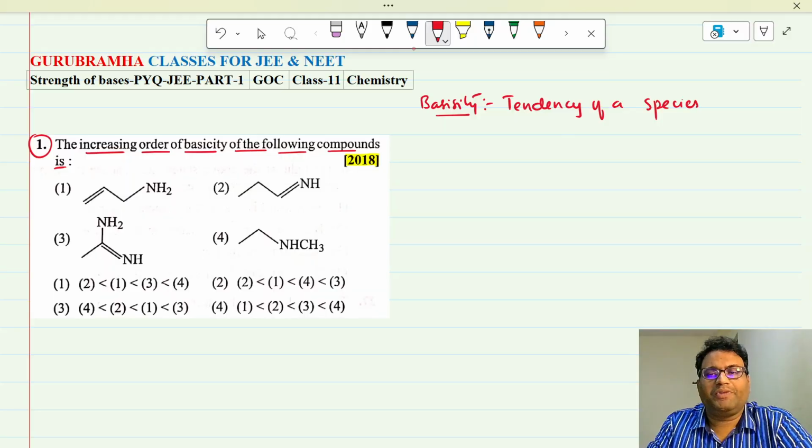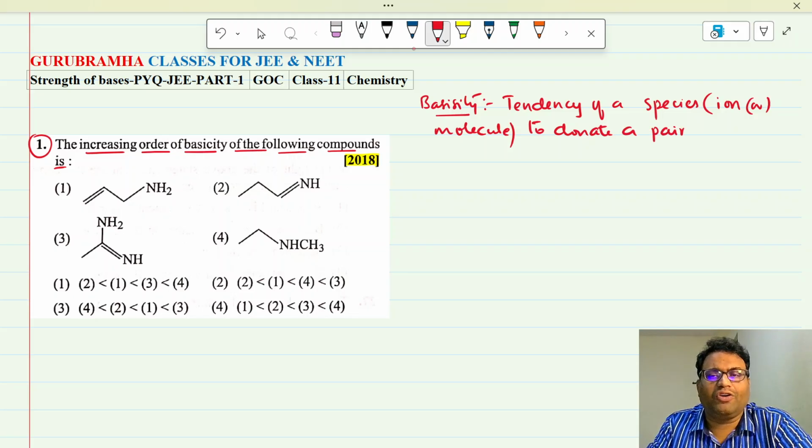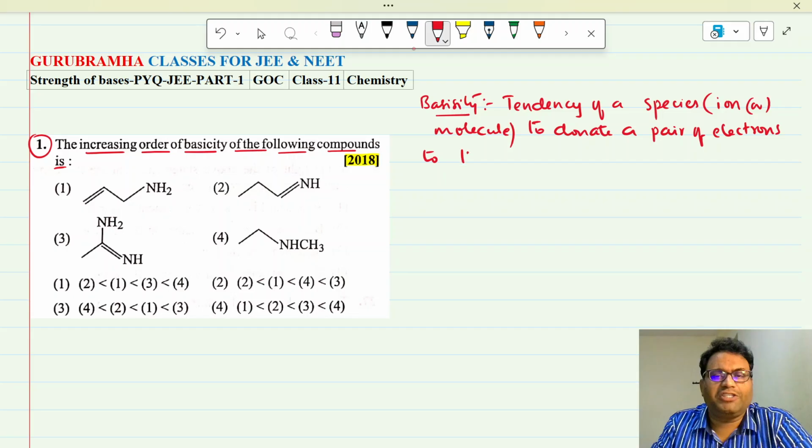species. Species here represents a compound, a molecule, an ion, whatever it is. Okay, an ion or a neutral molecule or even an atom also. So the tendency of a species to donate a pair of electrons to H plus, that's called basicity.